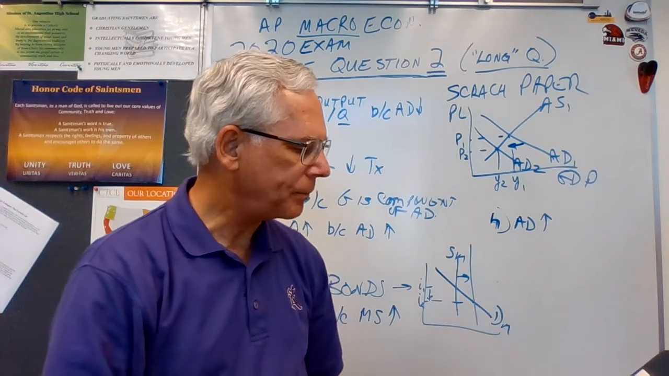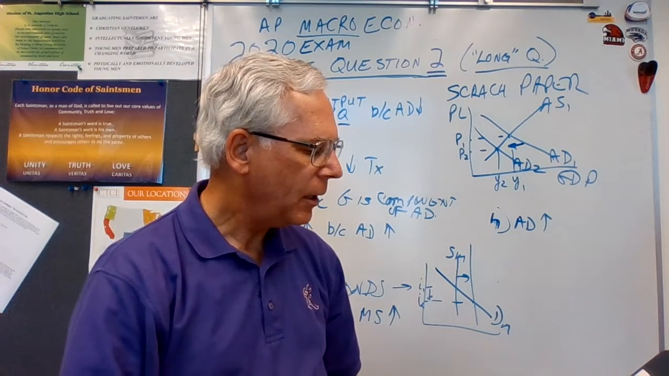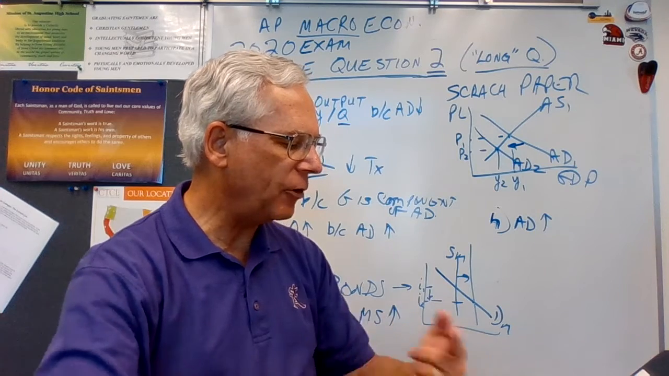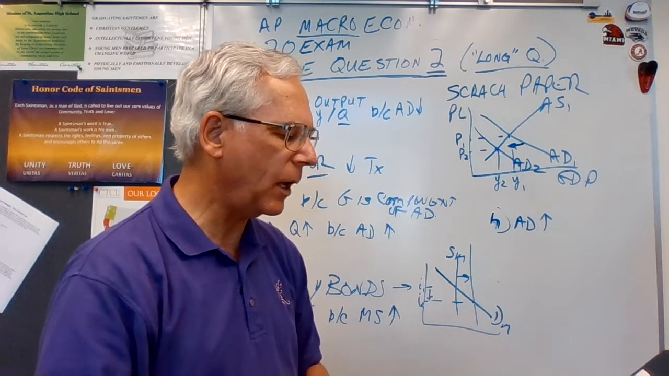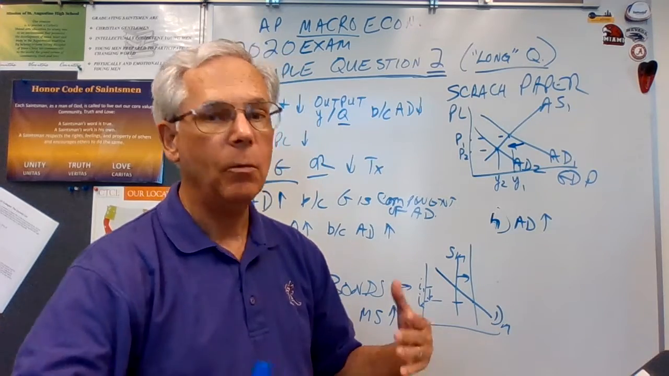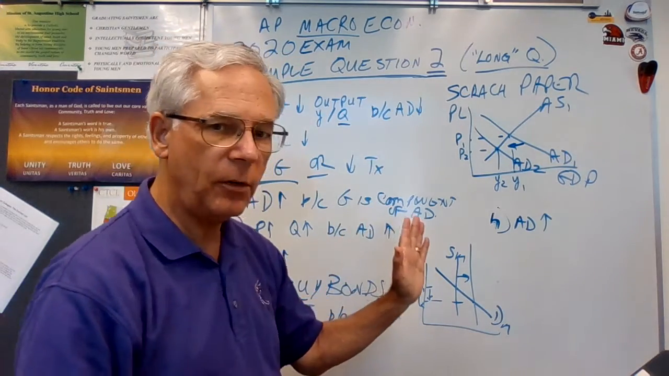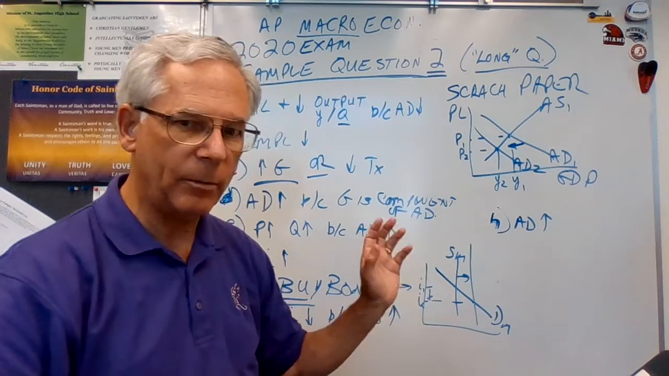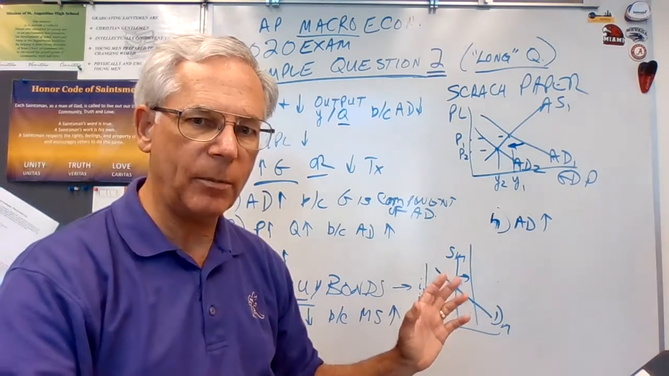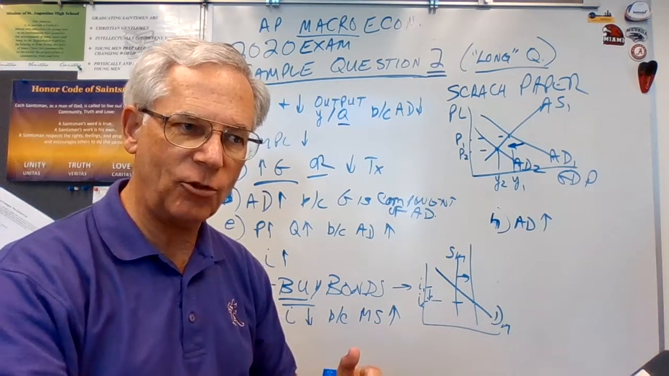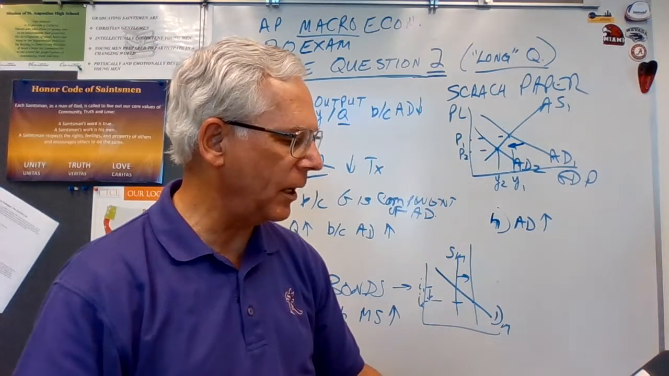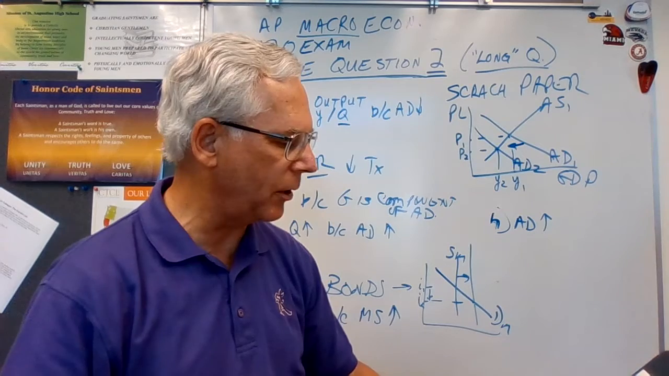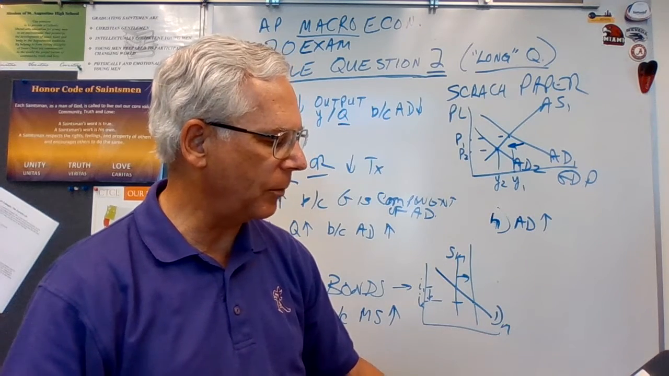The last part: if the central bank continues the open market operations identified, buying bonds, explain the long run effects on inflation. Well, if the money supply keeps increasing, don't worry about this graph here, but remember the equation of exchange. If the money supply keeps increasing, price level is going to increase, so we're going to get inflation. Inflation is going to increase because of the increase in the money supply.